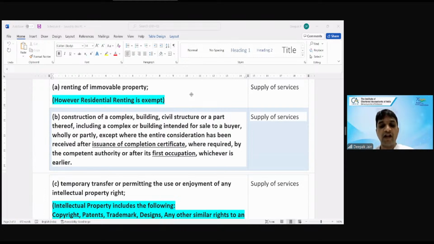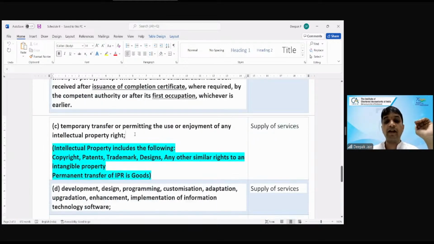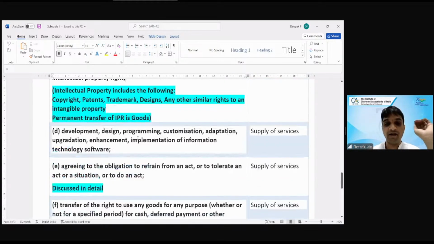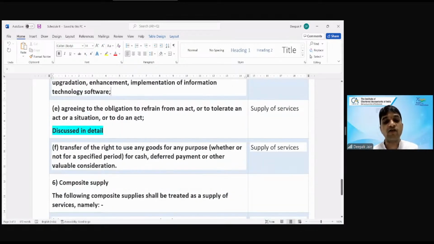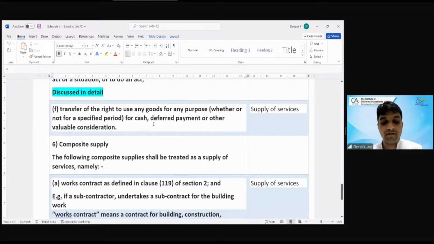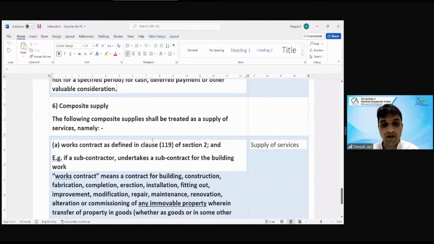Yes, this presentation I will upload along with this Word document also. Temporary transfer of use or enjoyment of any intellectual property right is supply of service. Then developing, designing, programming, customization of information technology software. So we had raised a question whether software is goods or services. Software is a service itself. Then agreeing to an obligation to refrain from something, doing something positively or doing something negatively is a supply of service. Transfer of right to use any goods is supply of service.